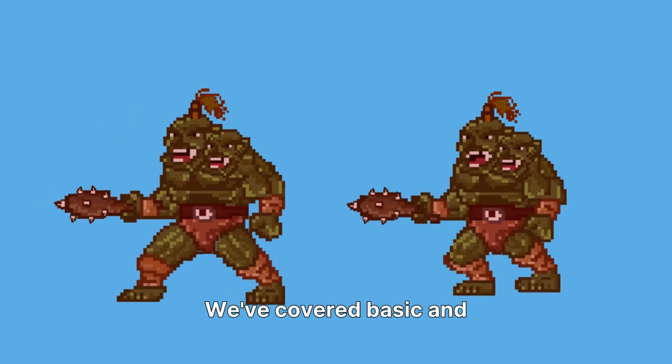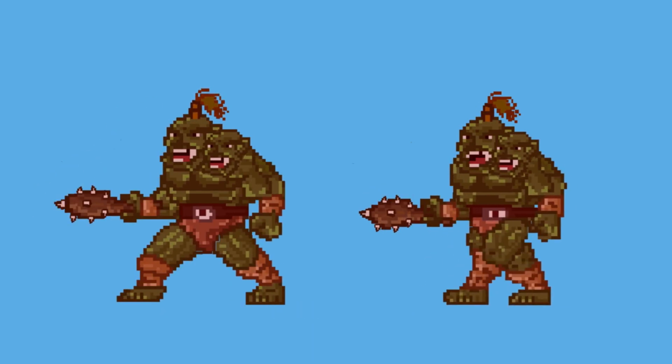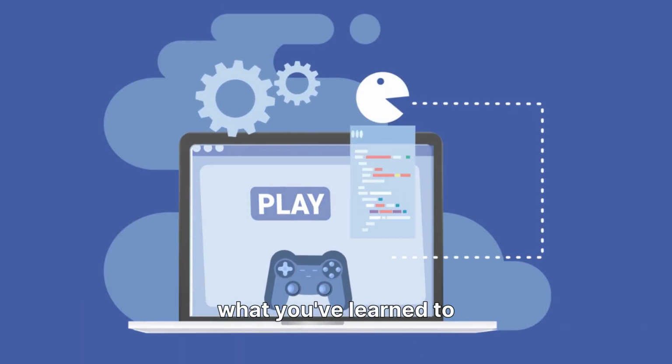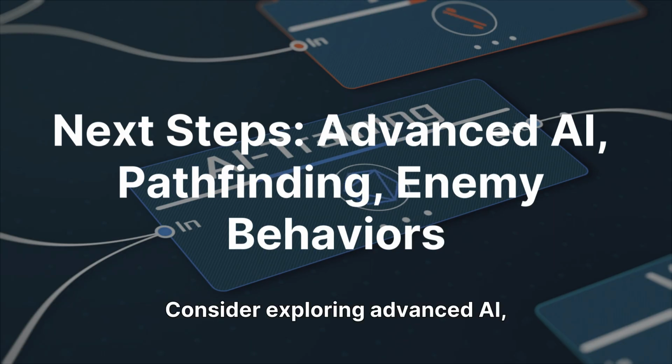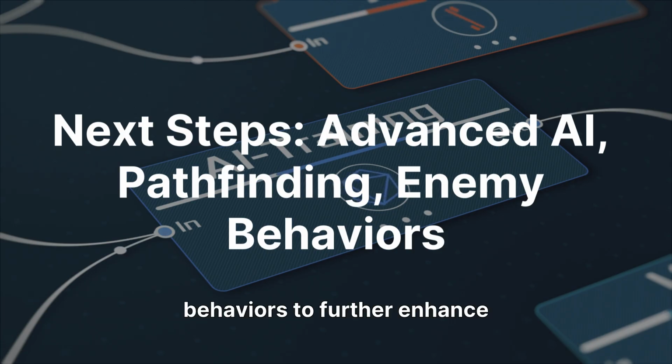We've covered basic and random enemy spawning, difficulty scaling through spawn rate and speed, and even enemy waves. Now, experiment with these concepts and build upon what you've learned to create unique and engaging game experiences. Consider exploring advanced AI, pathfinding, or different enemy behaviors to further enhance your game development skills.